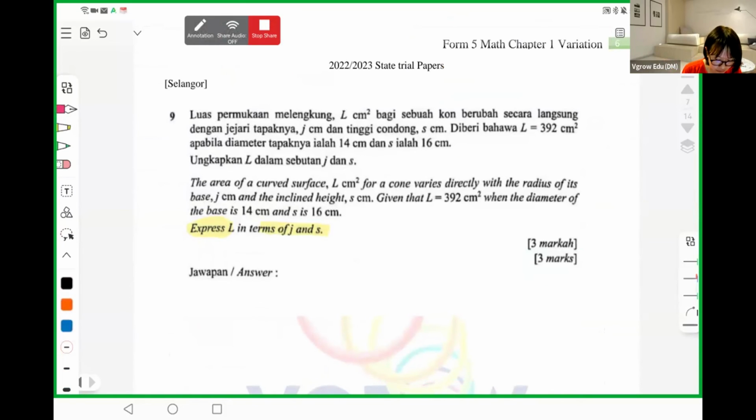The area of a curved surface L of a cone varies directly with the radius of its base J and the incline height S. So only two types of variation, both direct variation. L varies directly as J, radius is J, then the incline height is S. So write together, combined variation. Equation form: L equals K times J S.